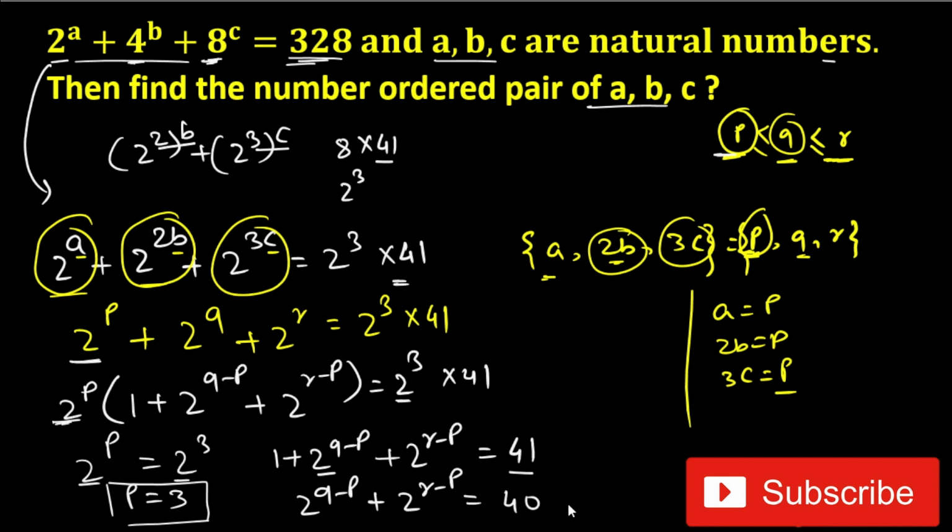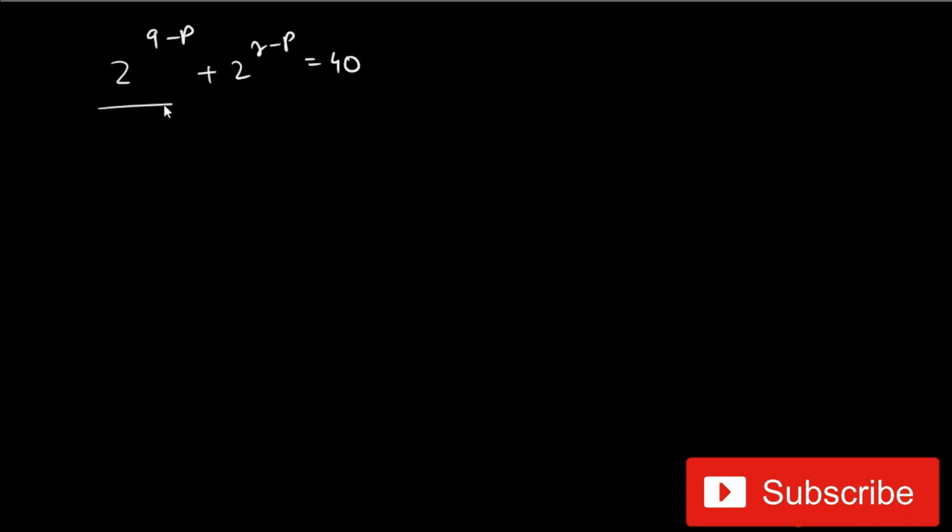Now for further solutions we'll write this equation on the next page. Moving ahead, from this equation we'll take 2^(q-p) common, so the remaining will be 1 plus 2^(r-p) to the power of negative (q-p).